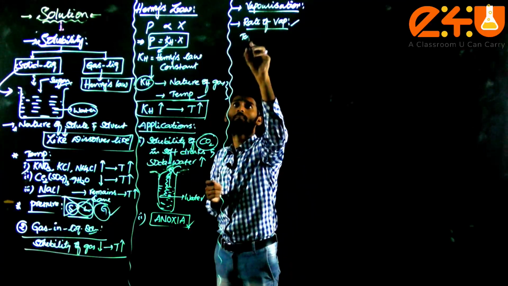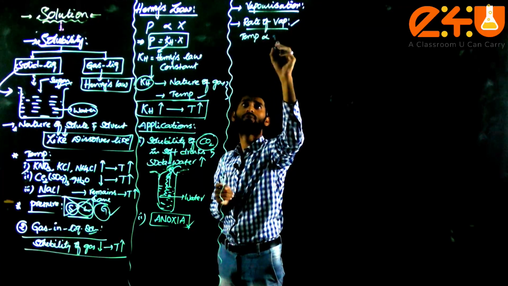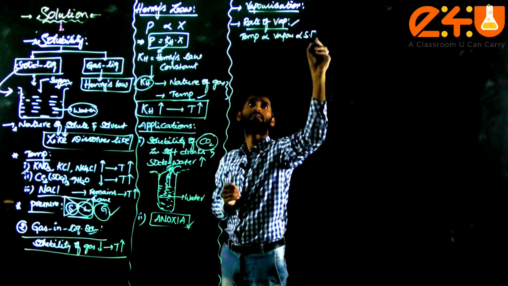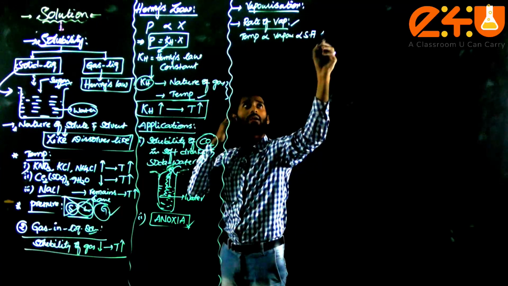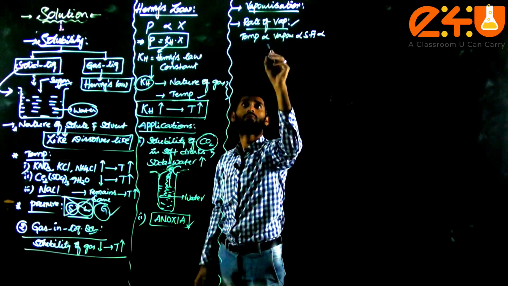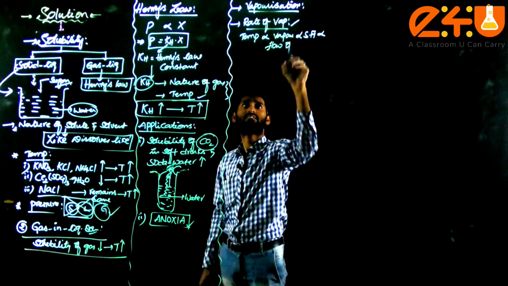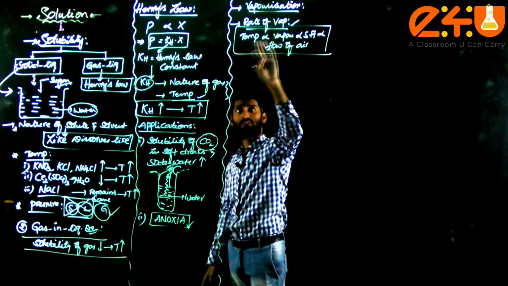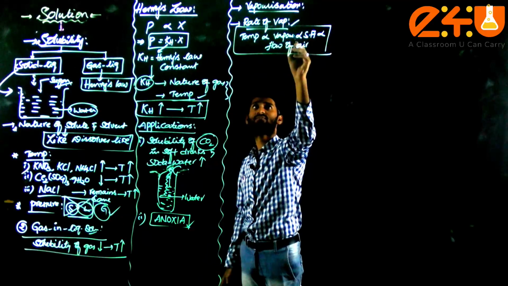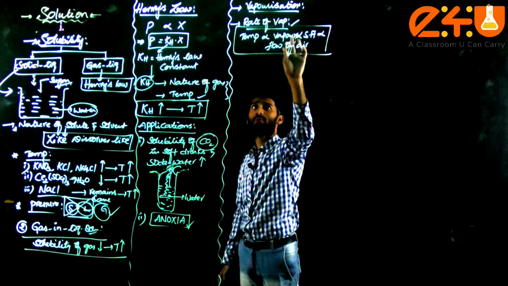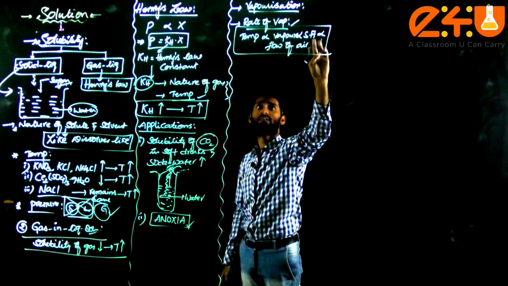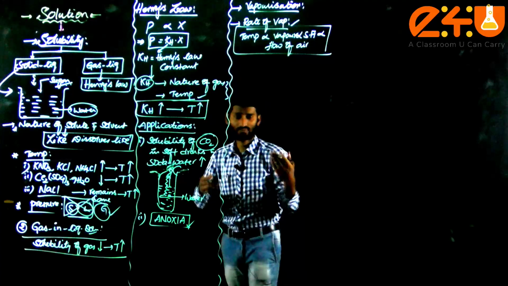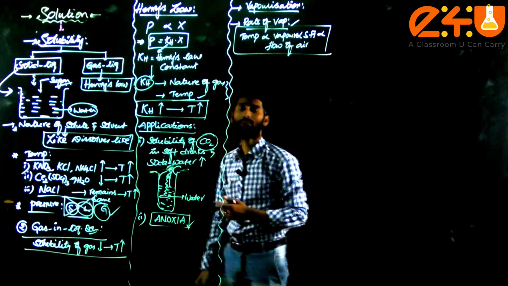That means temperature is directly proportional to vaporization, surface area is directly proportional to vaporization, and flow of air is directly proportional to vaporization. This is very important. Flow of air, this is the condition. If you increase the temperature, vaporization will increase. If surface area increases, vaporization increases. The flow of air also, if you take it here, then vaporization will also increase.